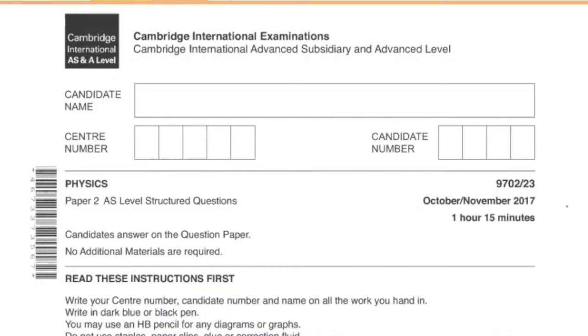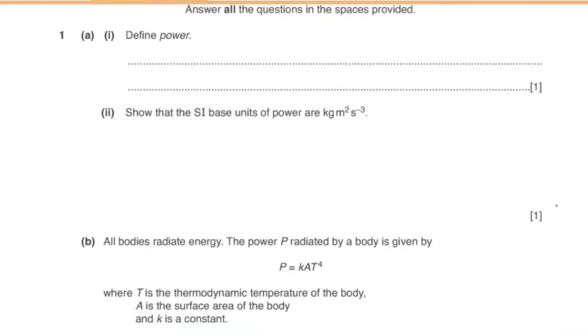Today I'll be solving Physics Paper 2 AS Level Structured Questions 9702 Paper 2, October/November 2017, Variant 3. Question number 1, Part A, define power. So power is energy transferred or work done divided by time taken.